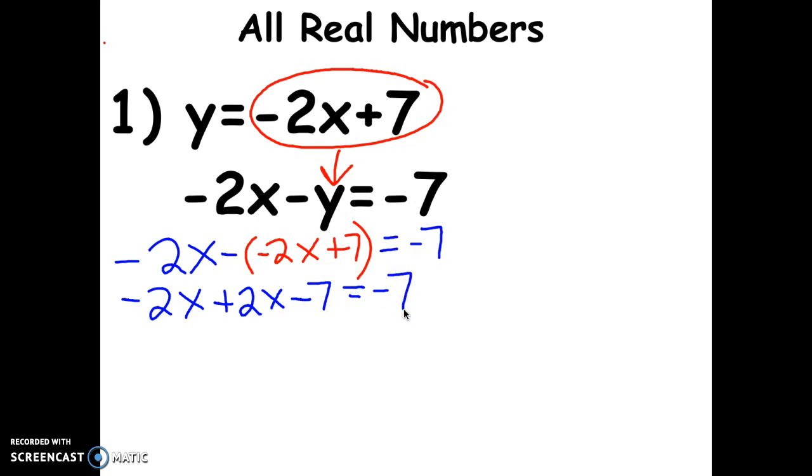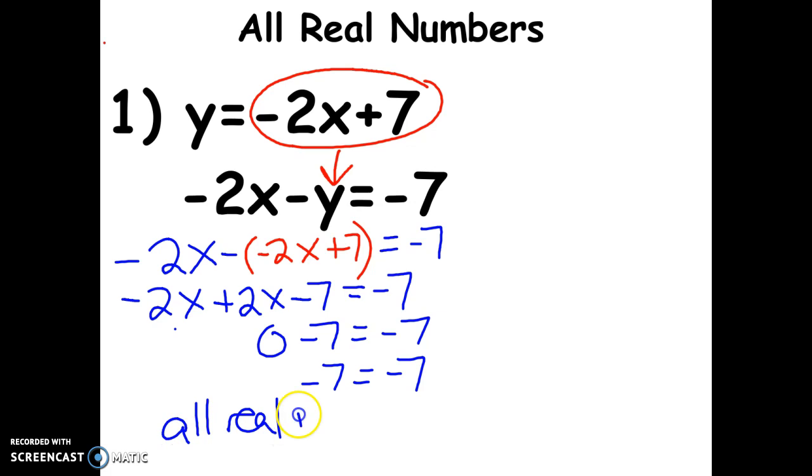Okay, so now at this point is where we combine like terms. Well, we see if we combine -2x and positive 2x, we'll get 0. Or they'll just cancel out. So we're actually left with -7 equals -7. Because -7 does equal -7, we know that the solution is all real numbers. And excuse my handwriting again, I'm writing with my finger.